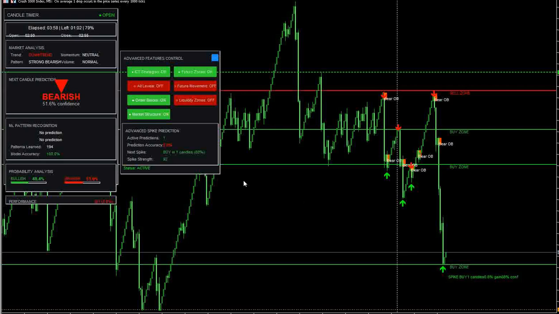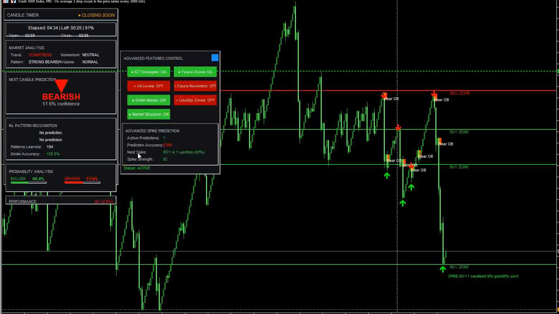So then let's look at this advanced spike prediction, active prediction 1. This is the only prediction as of the moment. Now prediction accuracy is 0%. So this prediction is not that accurate because it's not giving you a particular value. When you look at this, the candle is still at 0.8%, so it's not yet profitable.